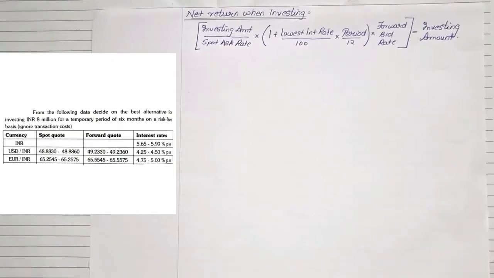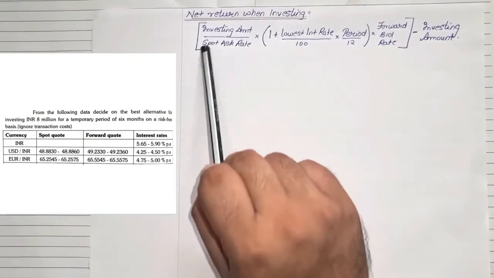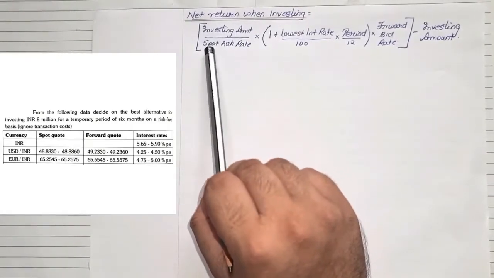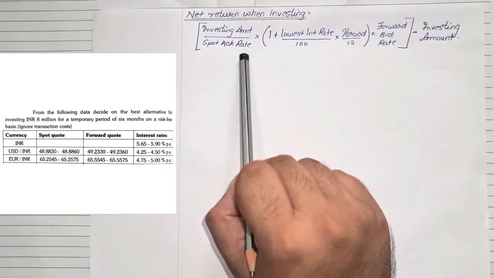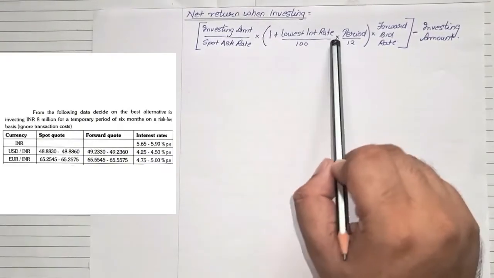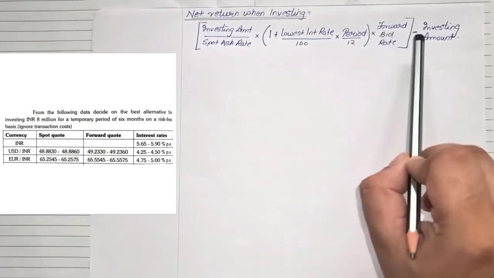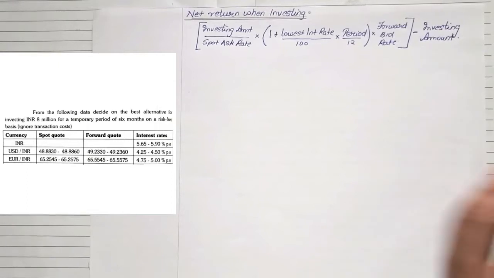Now let us see, based on the formula of net return when investing, which is the best option. Remember the formula. Net return when investing equals investing amount upon spot ask rate, into 1 plus the lowest interest rate upon 100 into period upon 12, into forward bid rate, minus the investing amount. Using this formula, let us see how you can solve the sum.